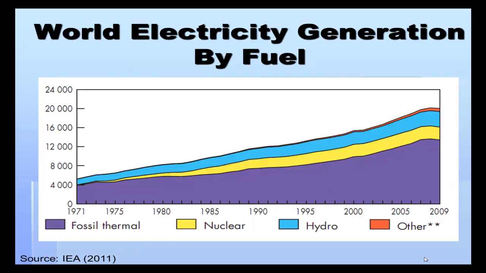Now, if we look at world electricity generation, also by fuel, there we see again that fossil fuel contributes the largest share to electricity. So you can see how electricity prices would be coupled very closely to the price of oil, because oil plays such a big role in the production of electricity, followed by nuclear and hydro, and then other, which includes some biomass, but also solar and wind.